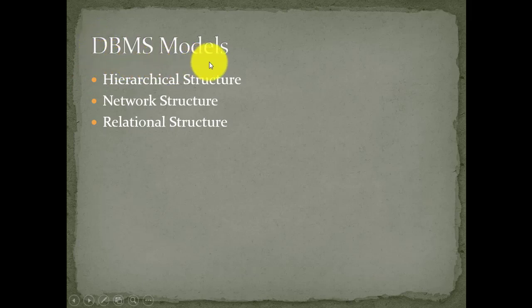The DBMS models. DBMS models are hierarchical structures, network structures, or relational structures. Models are nothing but how you are arranging the data available in the databases, and every model or structure has some advantages or limitations based on the kind of structure it follows. So let us understand these three types of models, how they behave and what their pros and cons are in detail, and then we can sum up this topic.